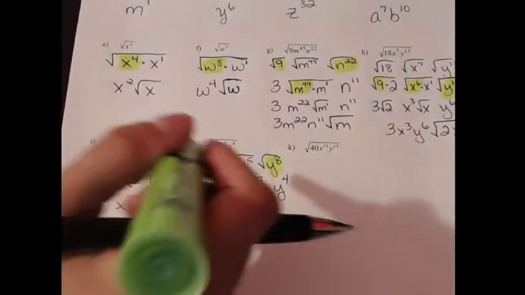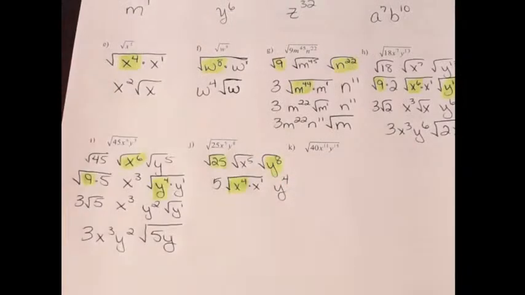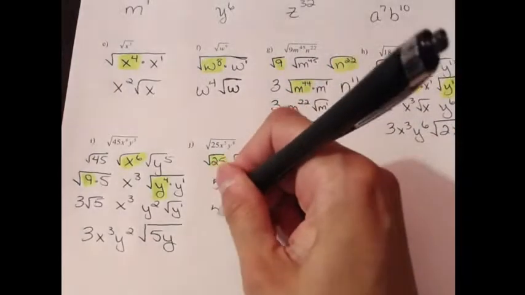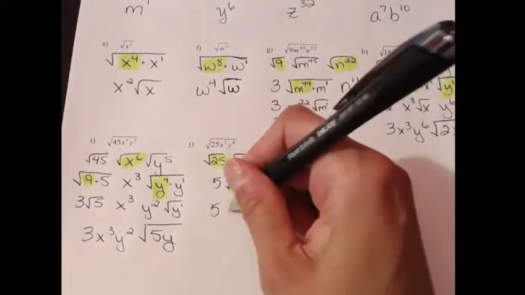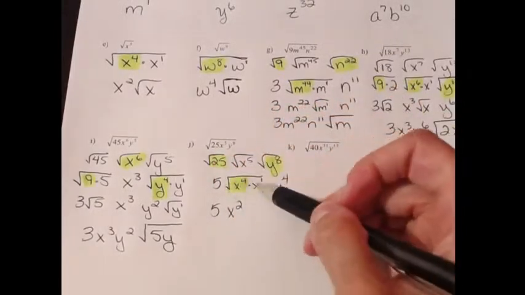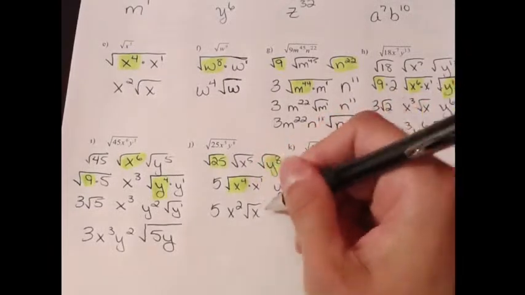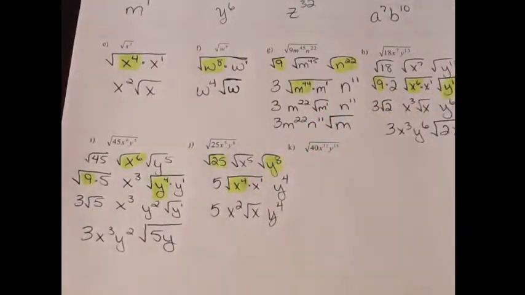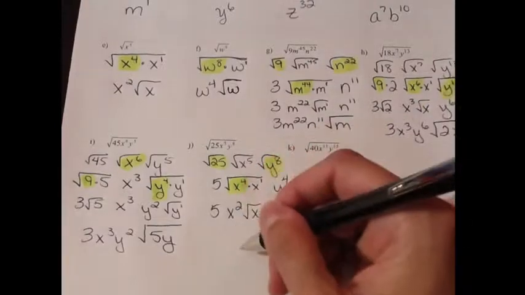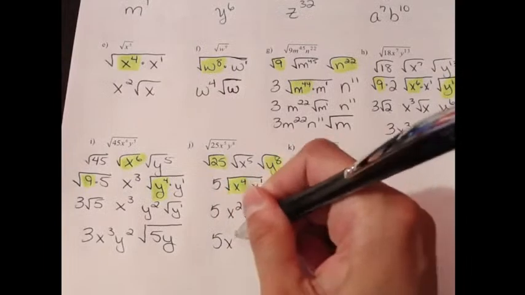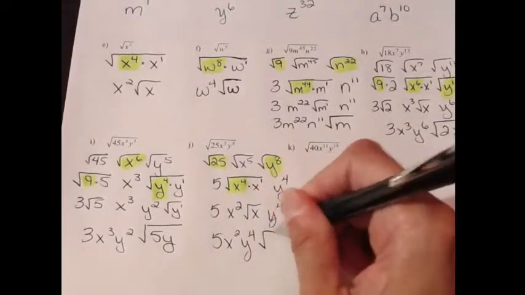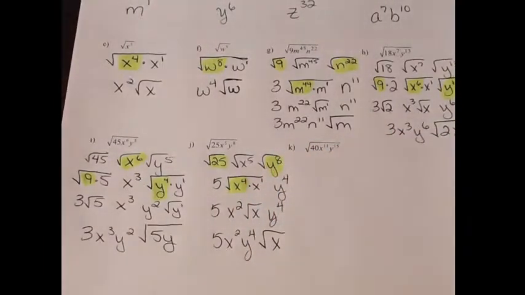Now underneath that square root, we have another perfect square, and that's x to the 4th power. So let's go ahead and evaluate that. We have 5. Square root of x to the 4th is x to the 2nd power, but we still have square root of x, so we're going to leave that. And then we have y to the 4th. Let's collect all of the bases that are not underneath the radical, and we'll put them together. So 5x squared y to the 4th, and then of course we have square root of x right after. And that concludes that particular problem.